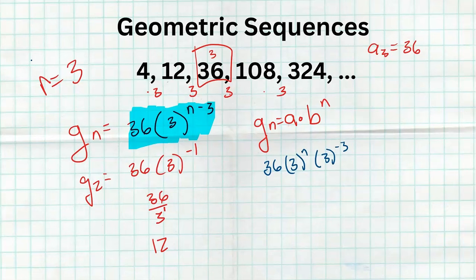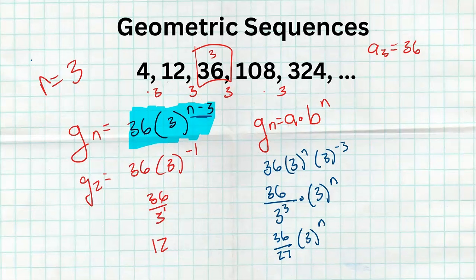Remember, when you have the same base, the rule says that you can add your exponents. So all I'm going to do is take that n minus 3 and split it apart with multiplication. So we have 3 to the n times 3 to the negative 3, and that would be equivalent to 3 raised to the n minus 3. Then I'm going to take that 3 to the negative 3 and move it to the denominator, where it can become positive. And then I have my common ratio 3 raised to the n. Now, 3 to the third is 27. So basically I have 36 over 27 times 3 to the n.